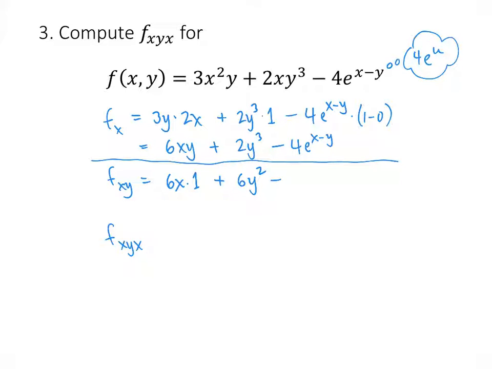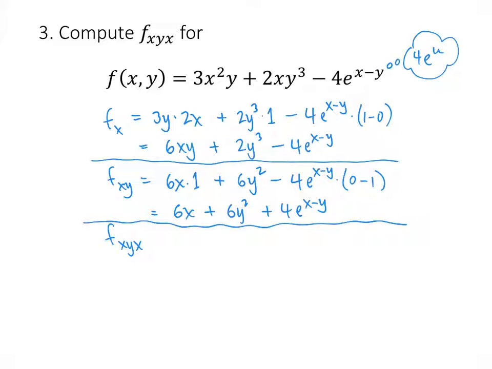And then finally, the derivative of 4e to the x minus y. Again, think of that as e to the u. The derivative of e to the u is e to the u, multiplied by the derivative of u. But this time, the derivative of x minus y is 0 minus 1, because this time we're taking the derivative with respect to y. So x is a constant, and the derivative of a constant is 0. And y, the derivative of y is 1. So we get 6x plus 6y squared, minus a minus is a plus, 4e to the x minus y.